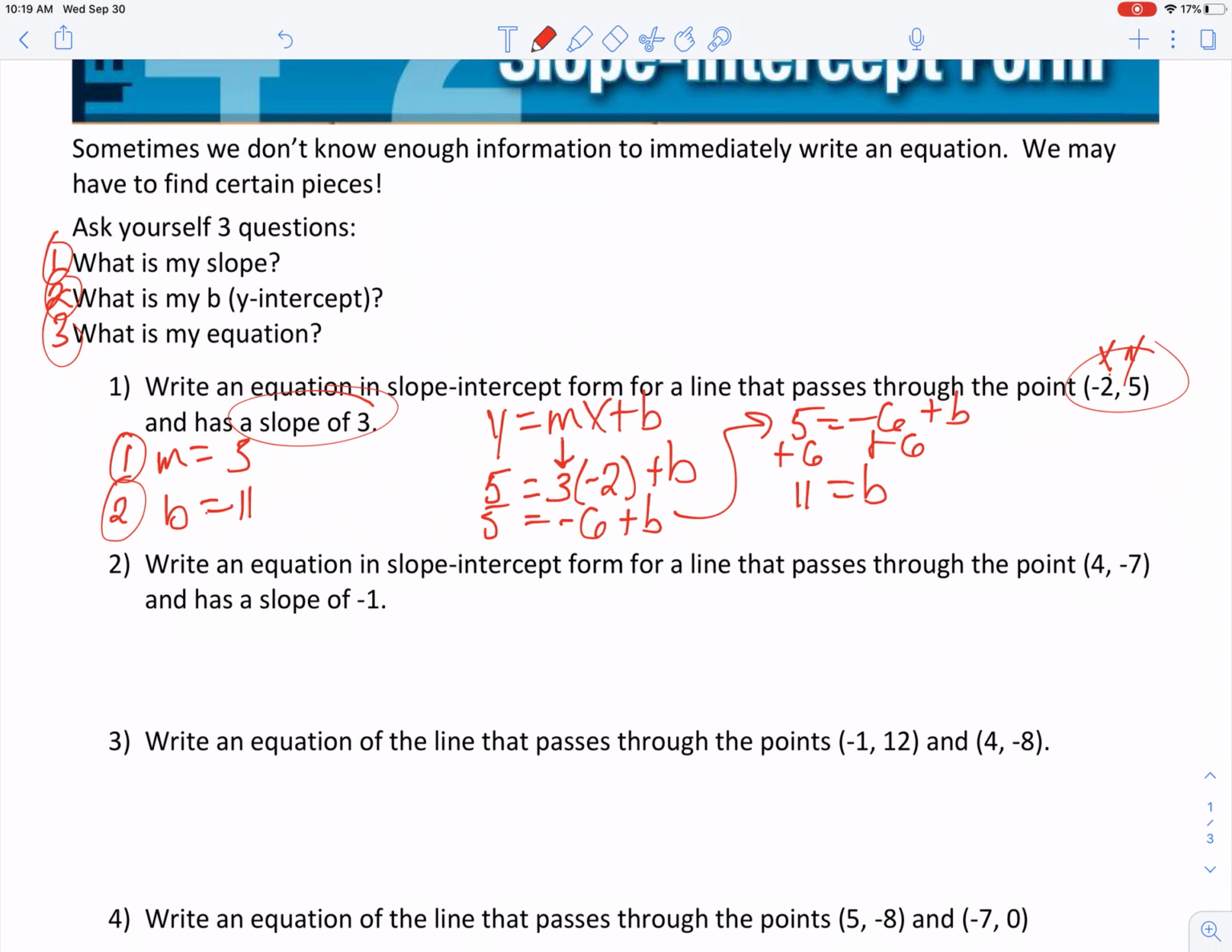Great. Question 3. I'm going to answer it here on the far right. What is my equation? This is where you now get to tell me the y equals mx plus b equation. Y equals 3x plus 11. Notice my final answer still has x and y left over. Okay, that's the nicest kind they're going to give you.